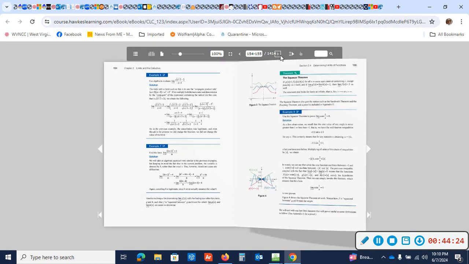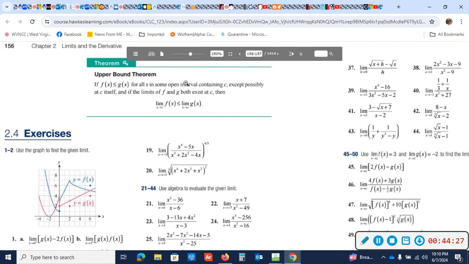One last theorem in this section. If one function is smaller than another function, except possibly at the target point, and the limits both exist, then the smaller function has a smaller limit. That shouldn't be surprising. Actually, proving that is a bit of work, and we're not going to fool with it. You're not responsible for proving all of those things. We are responsible for understanding and using all of those things.